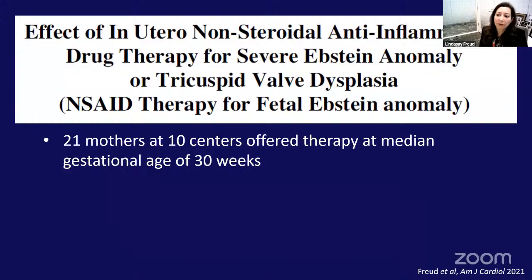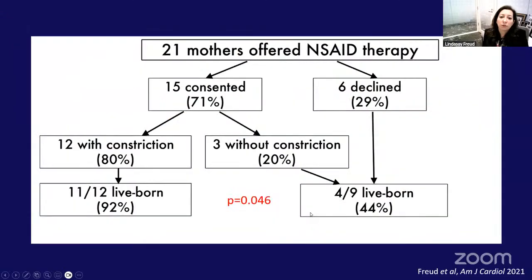And again, together with my mentor, Dr. Turetsky, we undertook a study a couple of years ago where we were in contact with 10 centers across the world that had offered NSAIDs for this indication to 21 mothers at a median gestational age of 30 weeks. And what we saw is that if you looked at women who consented and where the fetal duct was able to be constricted, almost all of them made it to live birth.